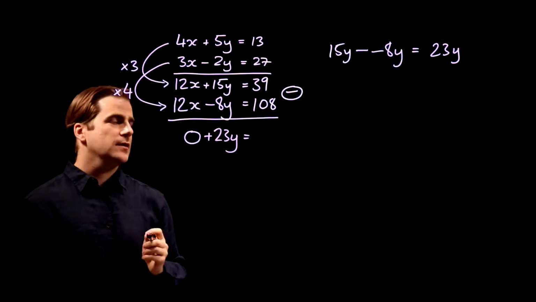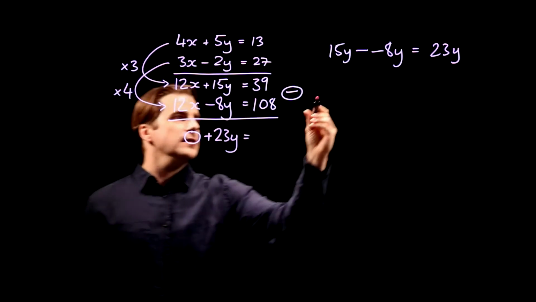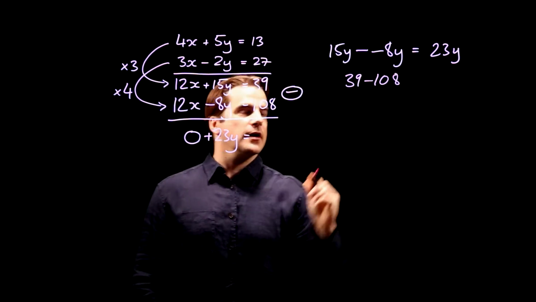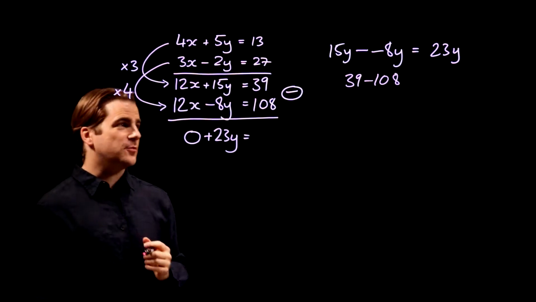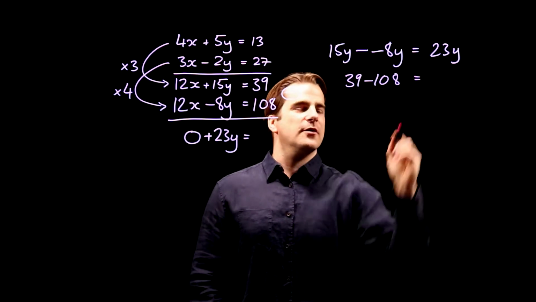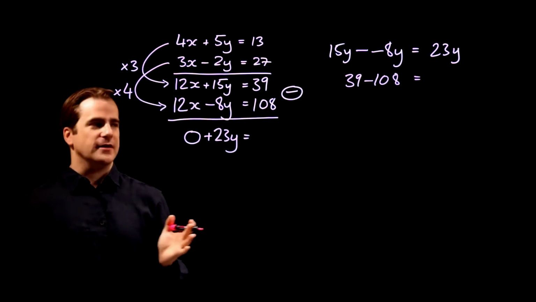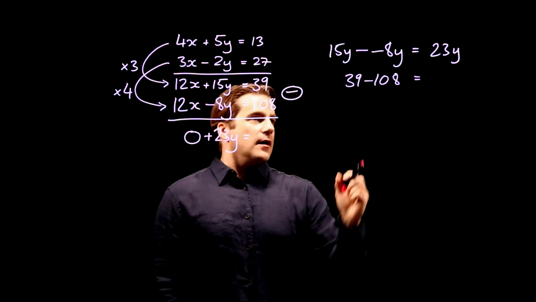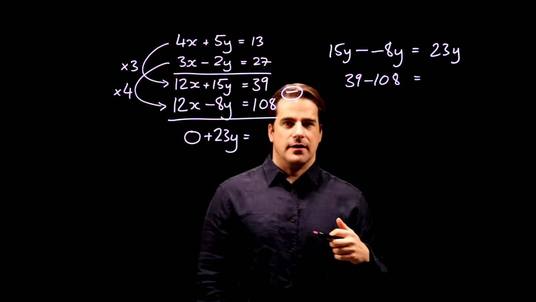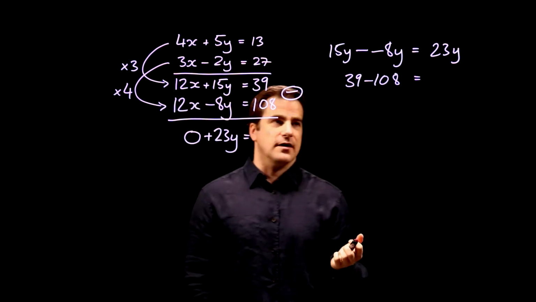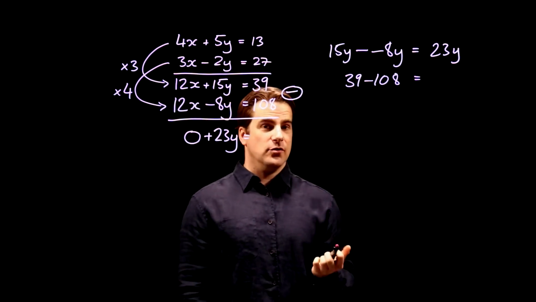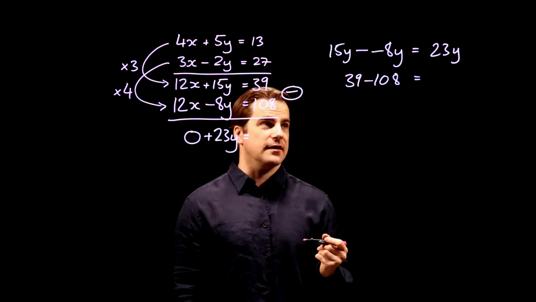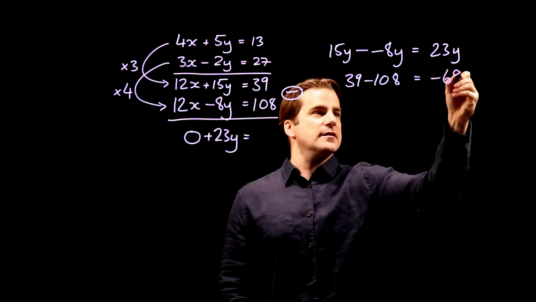Equals, right, 39 minus 108. Again, do this in your head, it's good for your brain. Although, if you're in an exam, fine, use a calculator, do it quickly. I'm going to do 108 minus 39 and then just change the sign. So 108 minus 40 is 68, so 108 minus 39 is 69. Therefore, it must be minus 69.